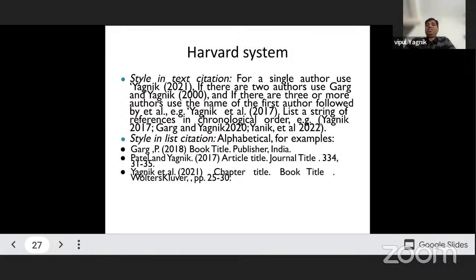The style in the reference list should be in alphabetical order, like ABC. So in the citations, you can write in alphabetical order, and in the main text, at the end of the sentence, you can write the author name and year. Next slide, please.